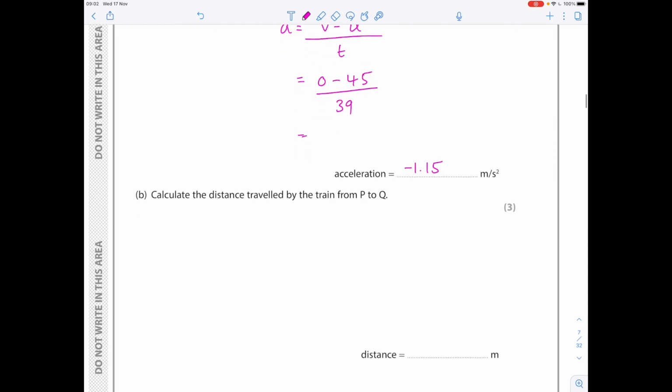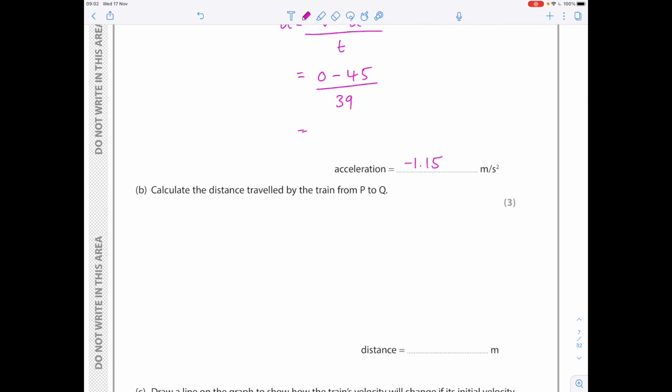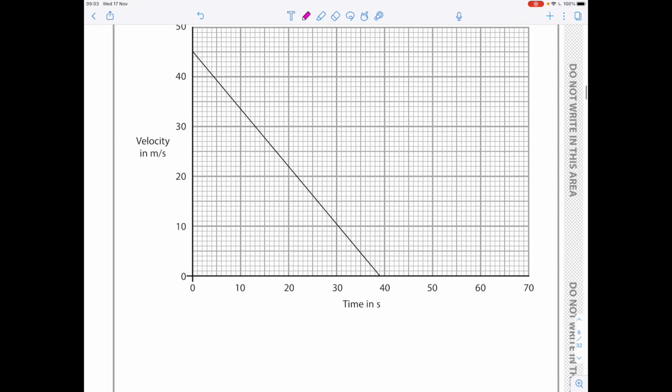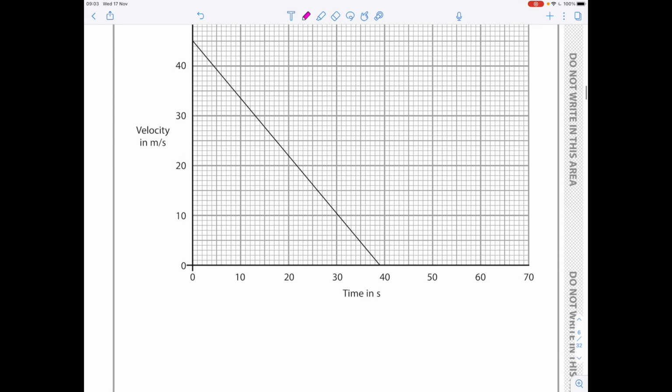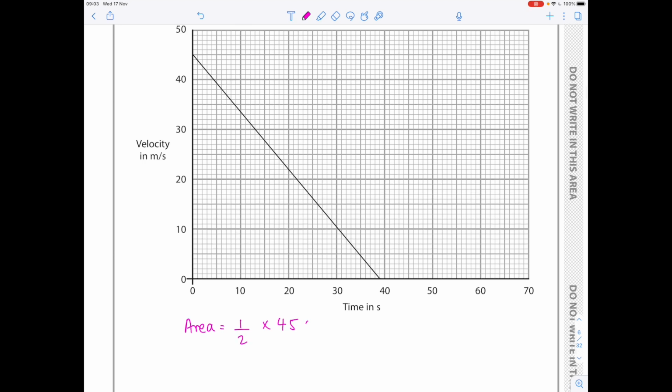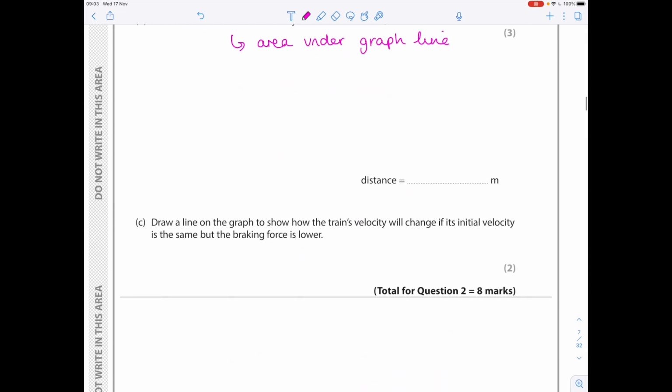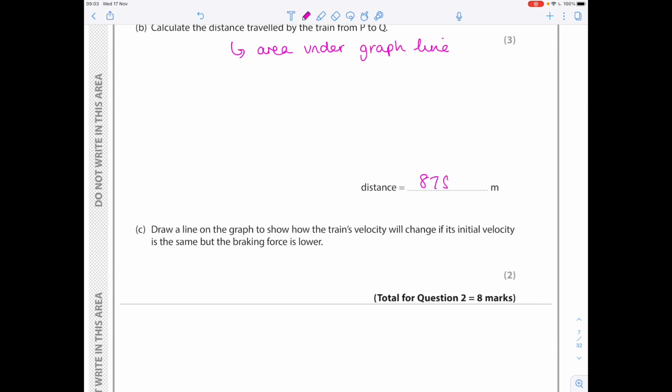Calculate the distance travelled by the train from P to Q. Well, it's a velocity time graph, so distance is found by the area under the graph line. So I'm just going to do that up here. Because it's a triangle, we do half times the height, which is 45, times the base, which is 39. Pop that into your calculator, get 878 as your distance. And remember, look, I've got my working there.